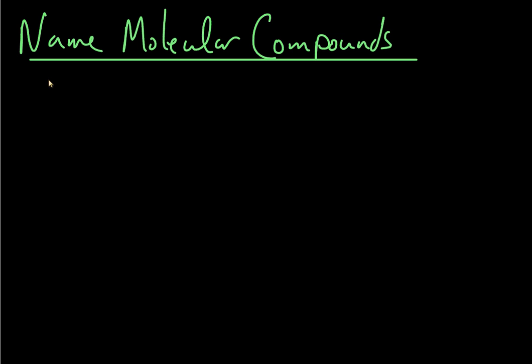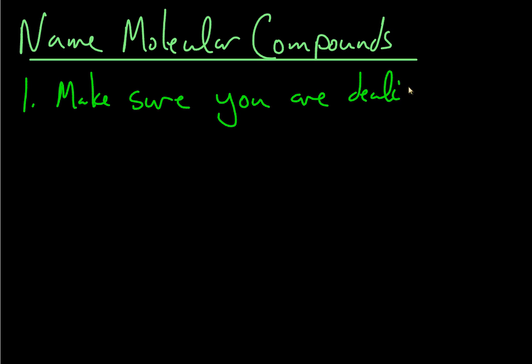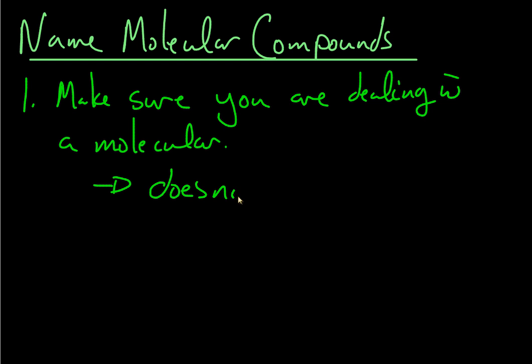So the first thing to note is, number one, make sure before you try to name it that you're dealing with a molecular compound. Now that might sound funny, but oftentimes people try to name these in the same way that they try to name ionic compounds. How would I know it's a molecular compound? It does not have a metal in it.